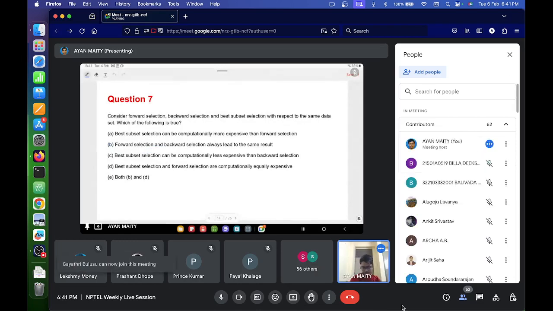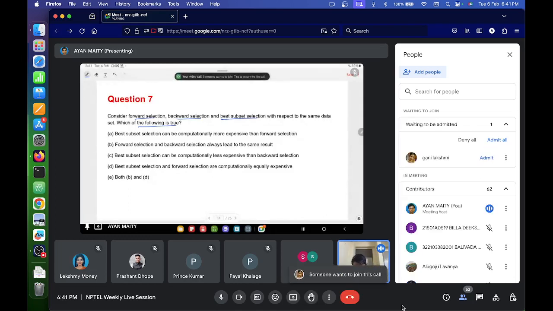Question 7. Consider forward selection, backward selection, and best subset selection with respect to the same dataset. Which of the following is true? A: Best subset selection can be computationally more expensive than forward selection. B: Forward selection and backward selection always lead to the same result. C: Best subset selection can be computationally less expensive than backward selection. D: Best subset selection and forward selection are computationally equally expensive. And the last option is both B and D.